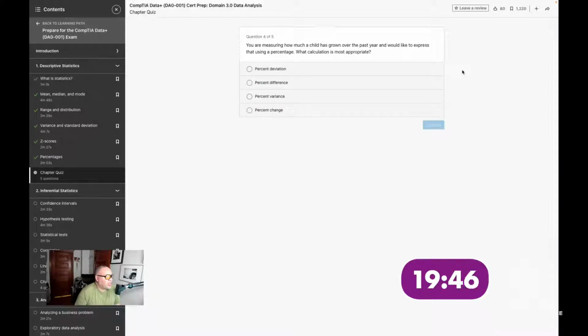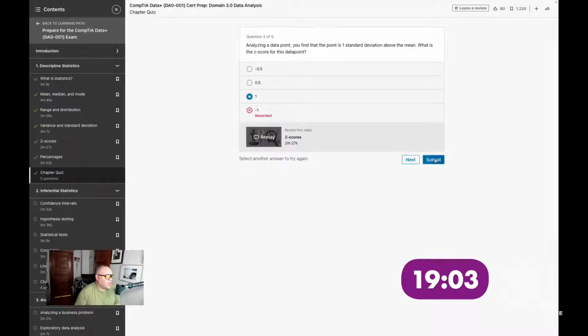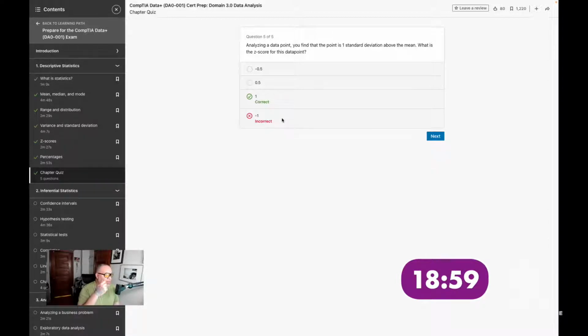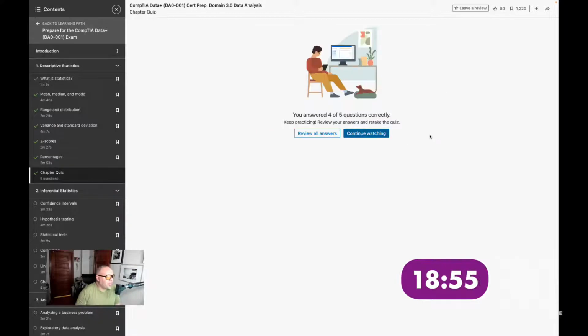You are measuring how much a child has grown over the past year and would like to express that using a percentage. What calculation is most appropriate? I'm going to go percentage change. Analyzing a data point, you find that the point is 1 standard deviation above the mean. What is the z-score for that data point? So that will be 1 above, I believe it is, I think it's like here. Then positive side. Okay. So it said 1 above the standard deviation. So, okay. Let's move on to the next.